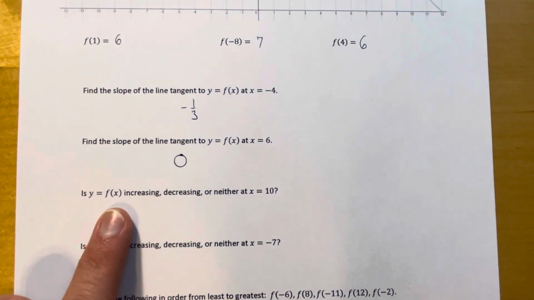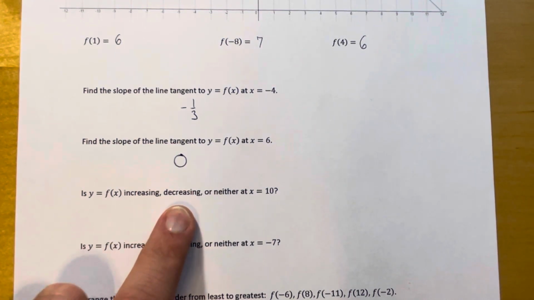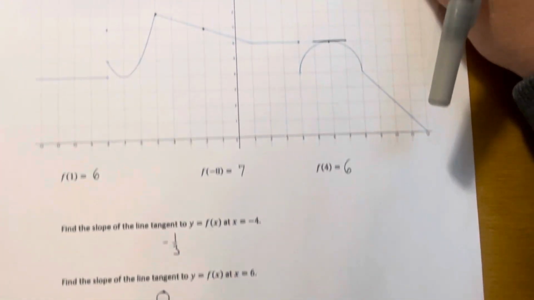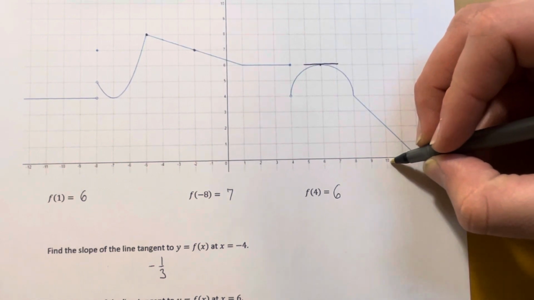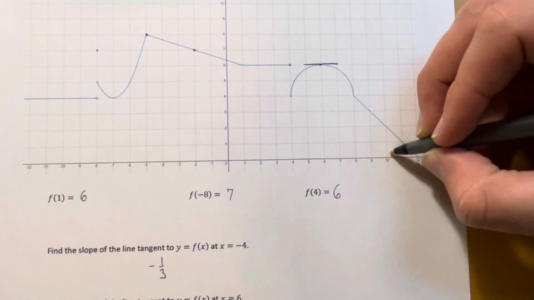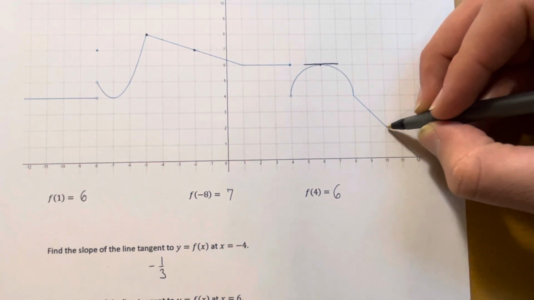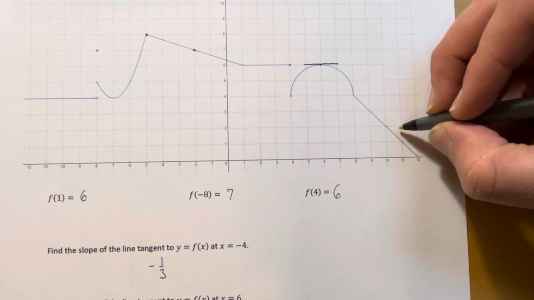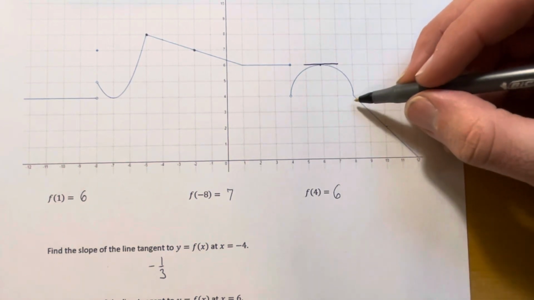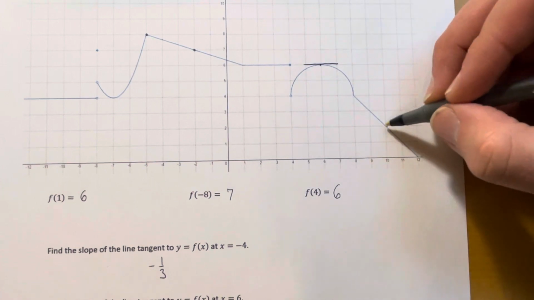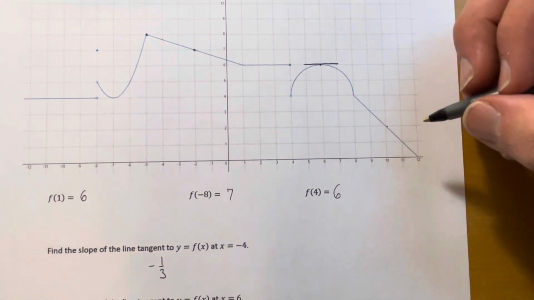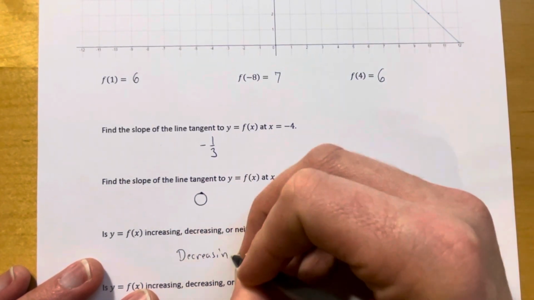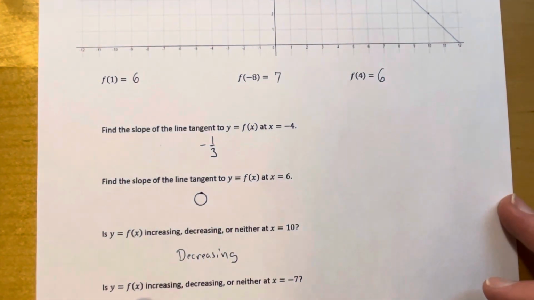Is y equals f of x increasing, decreasing, or neither at x equals 10? Let's find x equals 10. X equals 10 is right here, and the point on the graph that corresponds to it is right here. So at that point, is my graph going downhill, uphill, or is it horizontal? Would it have a horizontal tangent? It's pretty clear that it's going downhill if we follow this line that passes through that point. That means that the function is decreasing there. That one's pretty straightforward.